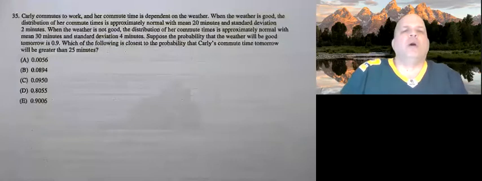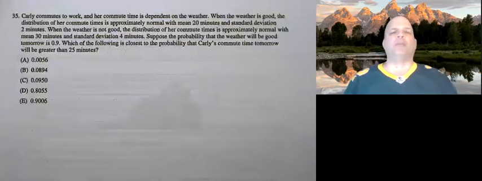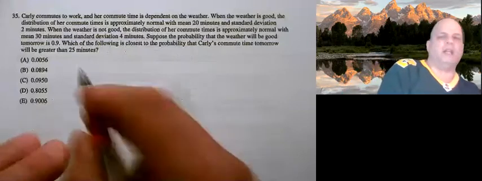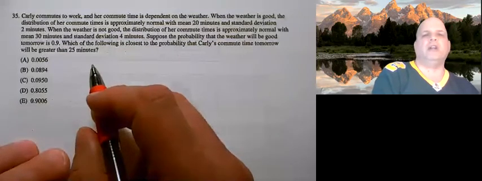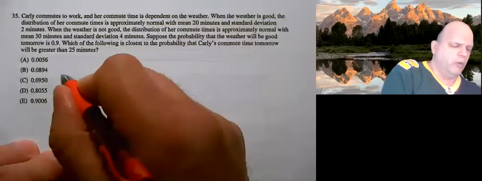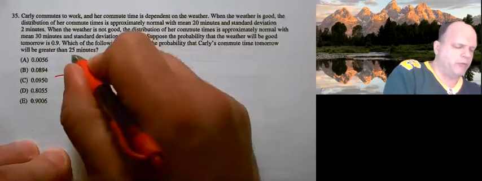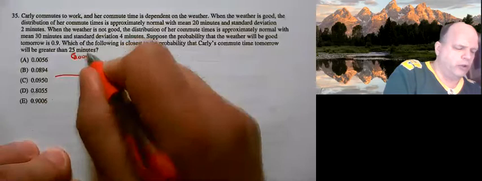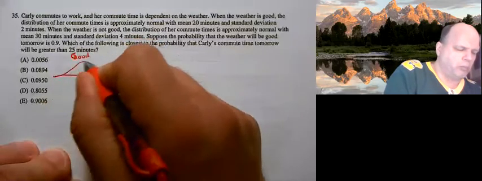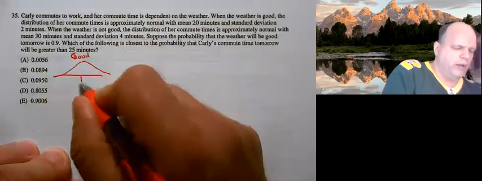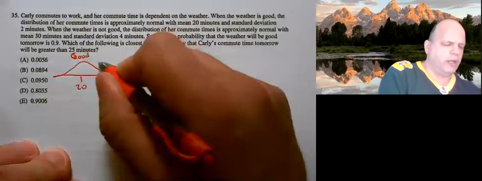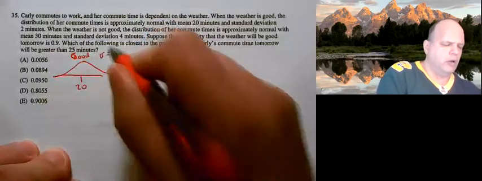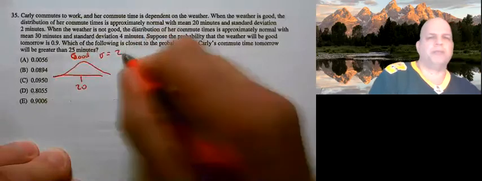Carly commutes to work and her commute time is dependent on weather. When the weather is good, the distribution of her commute time is approximately normal with a mean of 20 minutes and a standard deviation of 2 minutes. So if it's good, I'm just going to put a G for good. This is good. We have a mean of 20 and a standard deviation of 2 minutes.